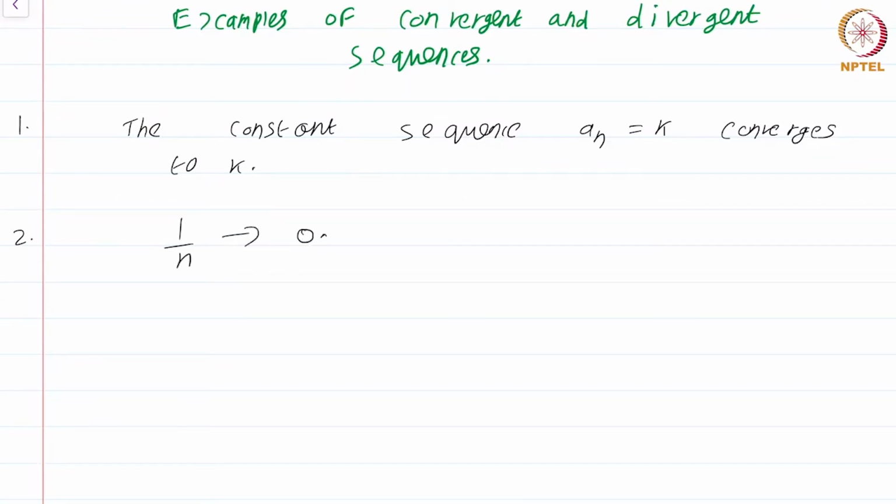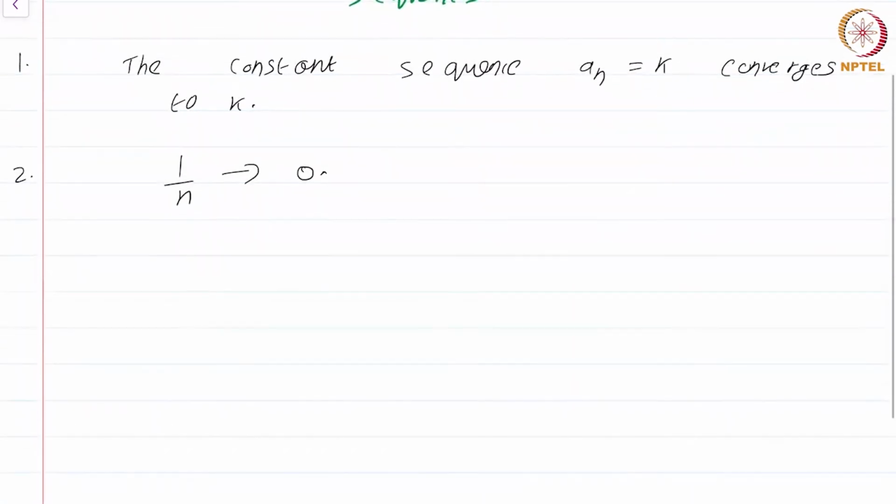This is an example that we saw in some detail. Now, 3. 1 by n squared converges to 0. 1 by square root of n converges to 0. Okay. Now, how do you show this? Well, there are two ways. One of them is the clever way. The other one is the way that you shouldn't even be considering. Let's do it the clever way. Okay, the clever way is as follows.